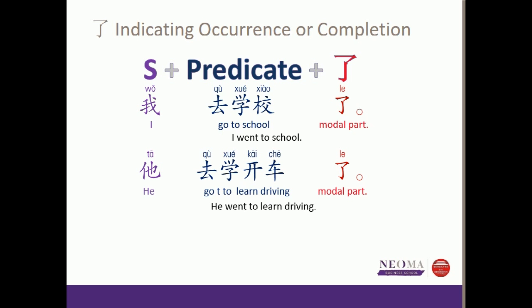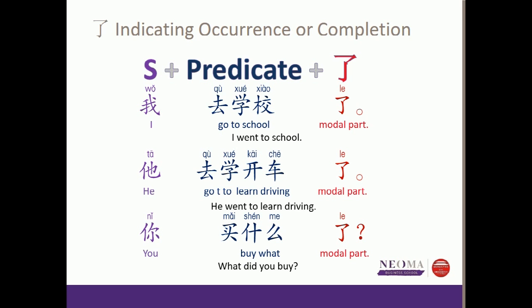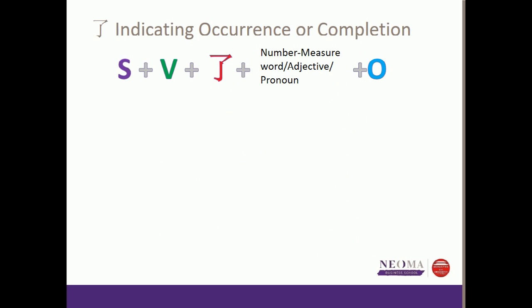他去学开车了. Without 了 it just means he is going to learn driving. With 了 at the end of a sentence, it means this sentence is done. This action has happened. 你买什么了? What did you buy? Not what are you going to buy? What did you buy? Also, you can change 了's position by using it after the verb.